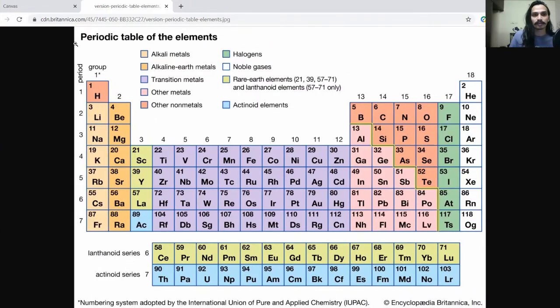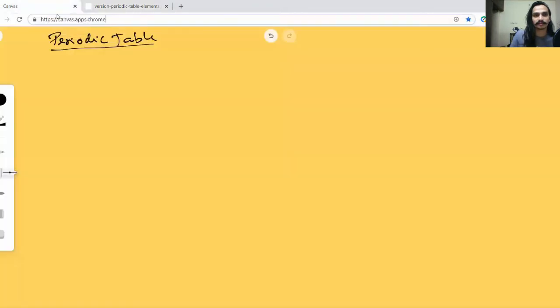One very clear observation that we can make is that as we look at the horizontal periods, from left to right of the table, at the beginning our elements are metallic in nature, and by the ending they are non-metallic in nature. Now what exactly makes them metallic and non-metallic? Let's try to understand that. That will help us understand this property better.